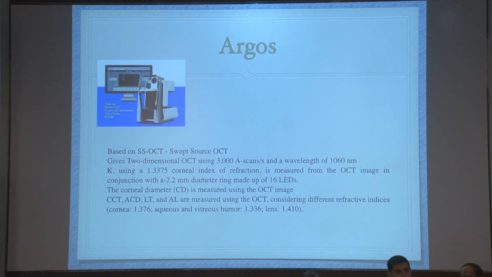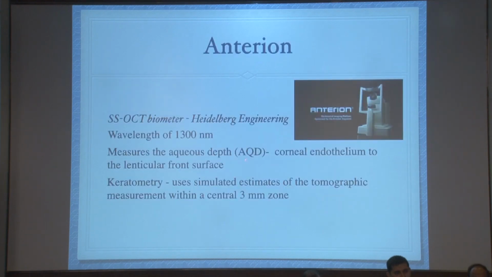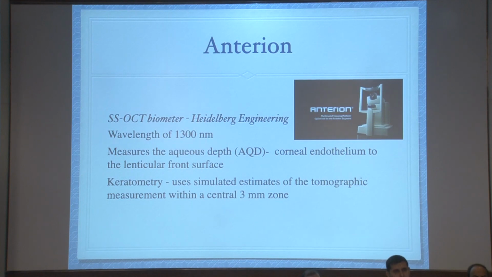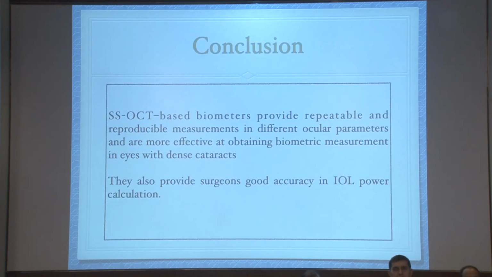Argos is again based on swept source OCT. It uses 3000 A-scans and a wavelength of 1060. And this is the latest from Heidelberg, the Anterion. Anterion is again swept source based OCT and uses a wavelength of 1300 nanometers. It measures the aqueous depth from the corneal endothelium to the lenticular front surface, and again gives keratometry in the central 3 millimeter zone.